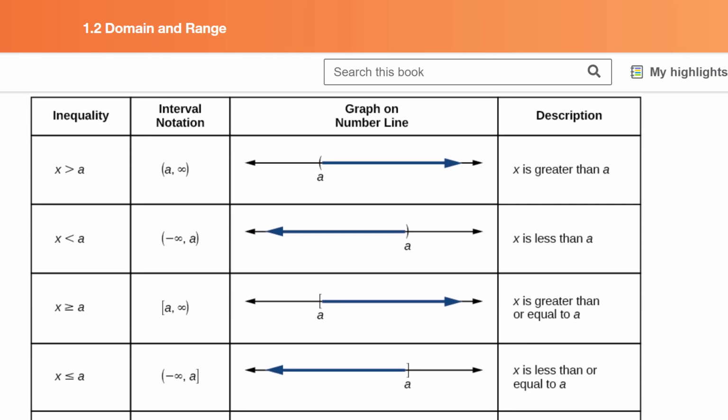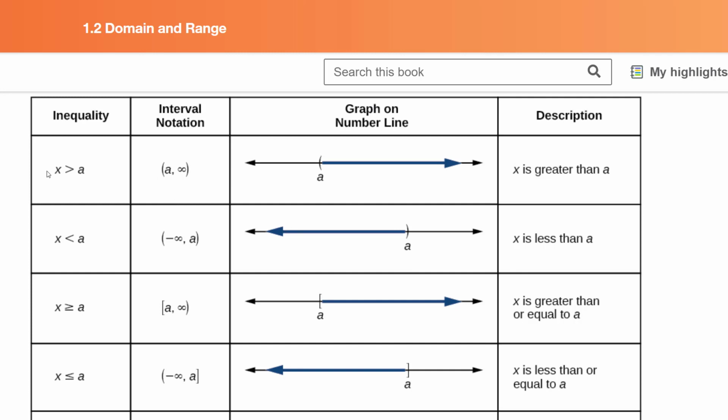So this is sort of what we're talking about. I've just got your book pulled up here and maximized for you. It sets up your inequality, the interval notation for it, the graph on the number line, and a description using words. So you can say that they just picked a point A and B for some of these.